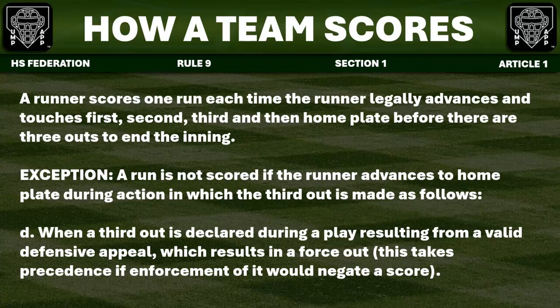Exception: a run is not scored if the runner advances to home plate during action in which the 3rd out is made as follows. Letter D. When a 3rd out is declared during a play resulting from a valid defensive appeal, which results in a force out, this takes precedence if the enforcement of it would negate a score.